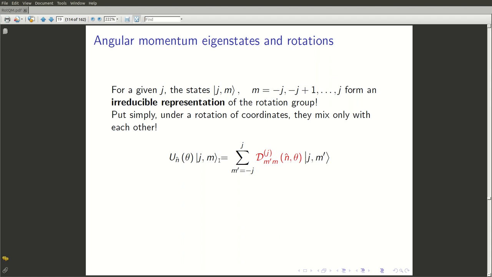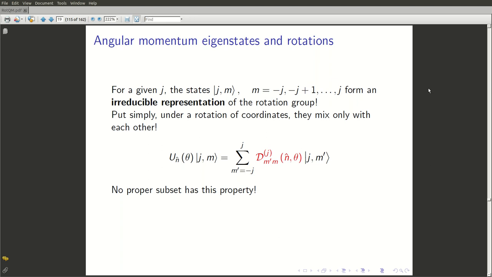Irreducible simply means that this is the smallest bit that does the job. Any proper subset of this collection of linear combinations of |j,m> does not have this property. So while the space spanned by |j,m>, m going from minus j to plus j, is an invariant subspace, the fact that no proper subset has this property of invariance is exactly what is meant when you say that the representation is irreducible. Once again, this lapse into group theoretical language can be ignored.